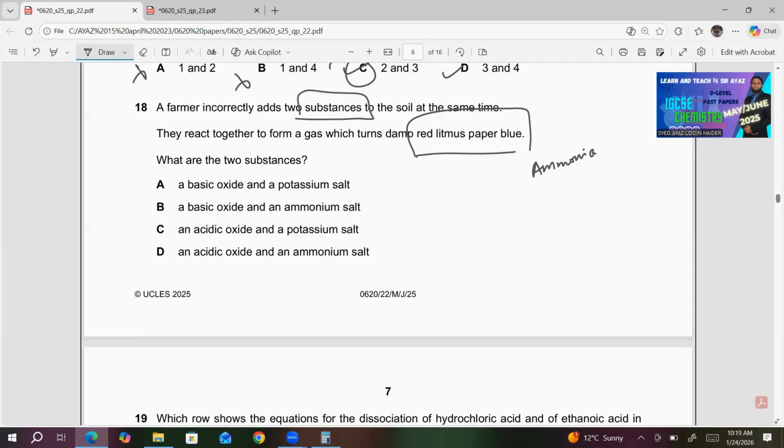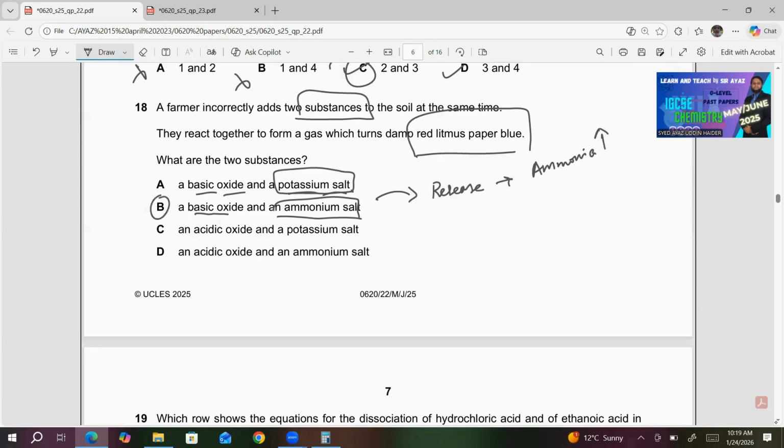If you look at the choices, in choice B, we have basic oxide and ammonium salt. In choice A, we have basic oxide and potassium salt. So it won't affect anything because we have potassium salt. But in B, you have basic oxide and ammonium salt. Now, ammonium salt will react with base to release this ammonia gas in the air. So this looks correct to me.